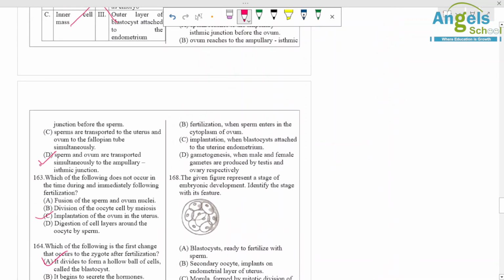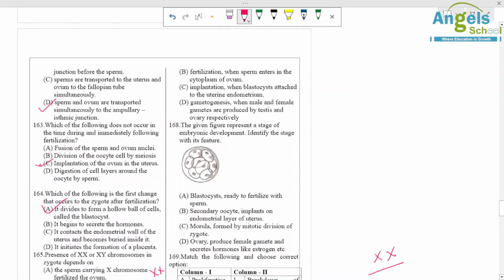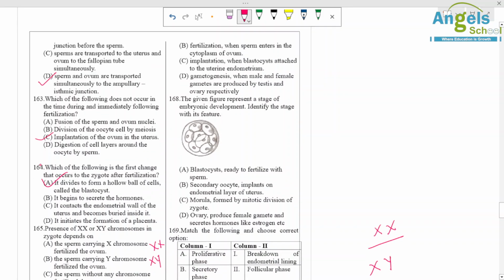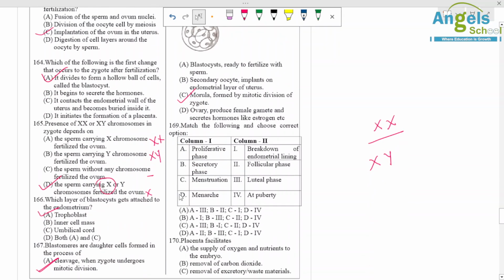Okay, question number 168. The given figure represents the stage of embryonic development. Identify the stage. Okay, तो यहाँ पे थोड़े cells दिखाए हैं. तो ये जो diagram है that is a morula stage. So option C is correct.